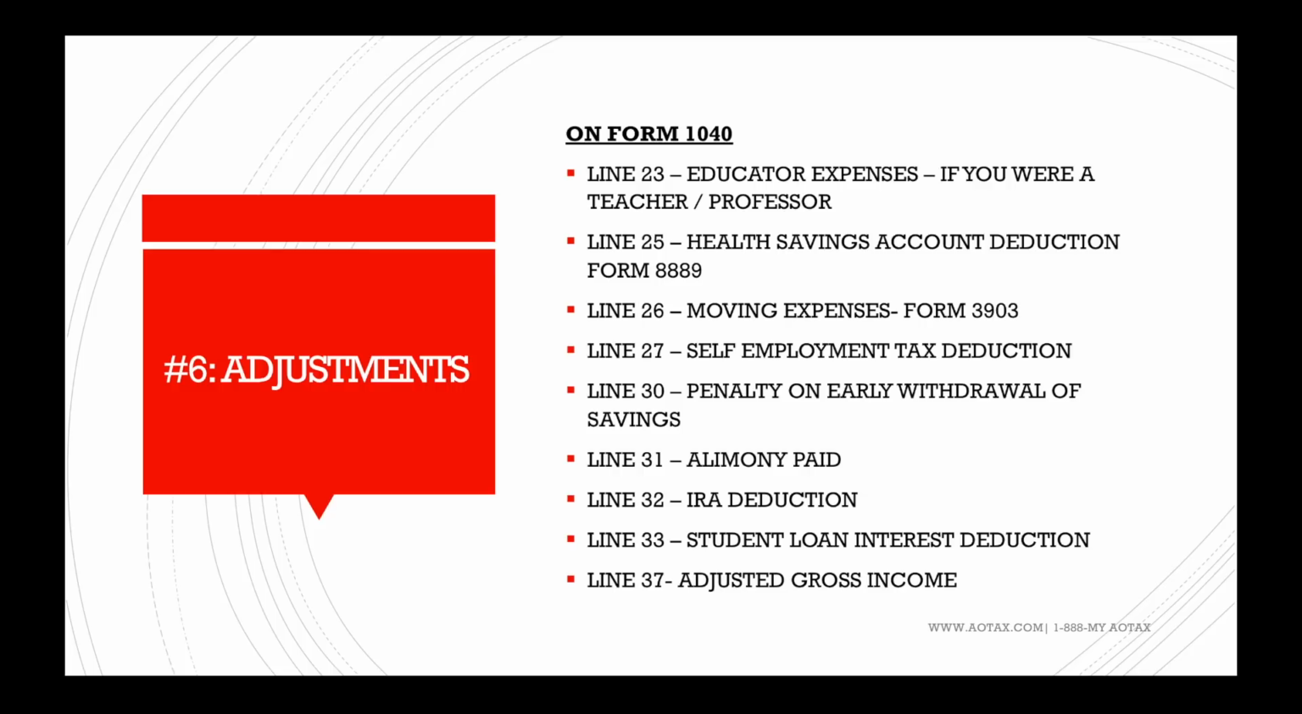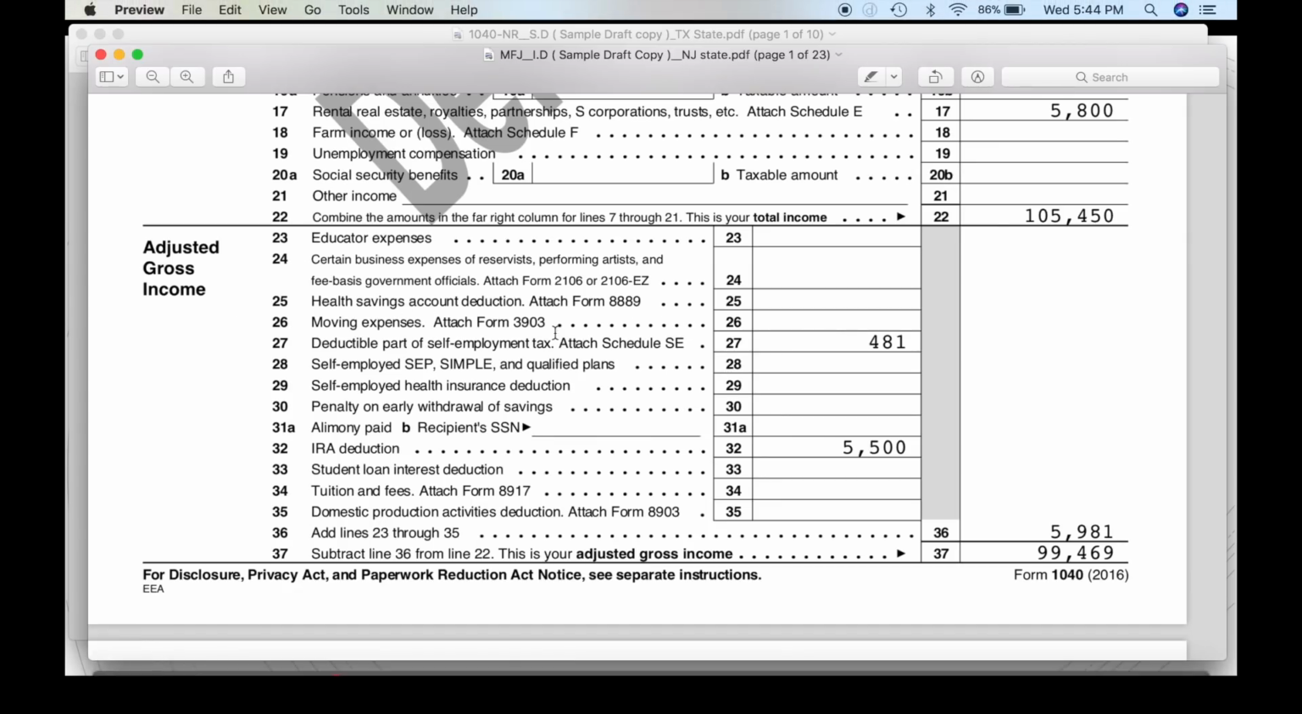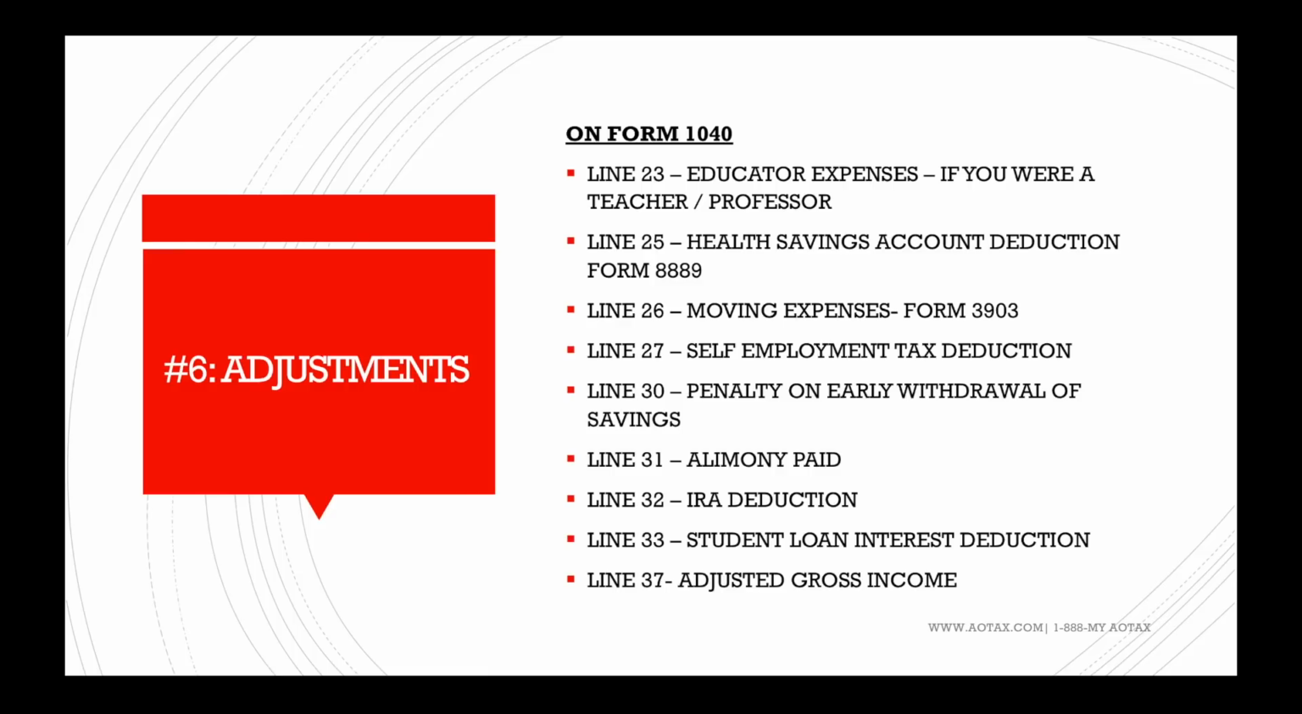And then line number 26 is your moving expenses. In case you moved from one location to another location for work purposes and the distance between the locations is at least 50 miles, then you are eligible for certain moving expenses. That comes on Form 3903.